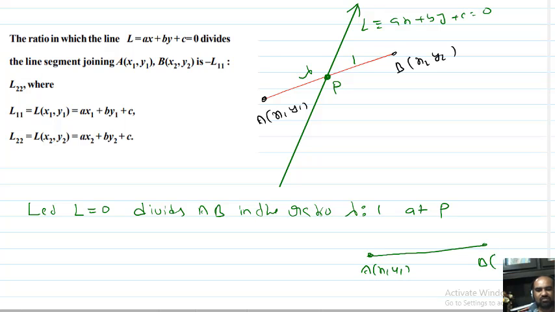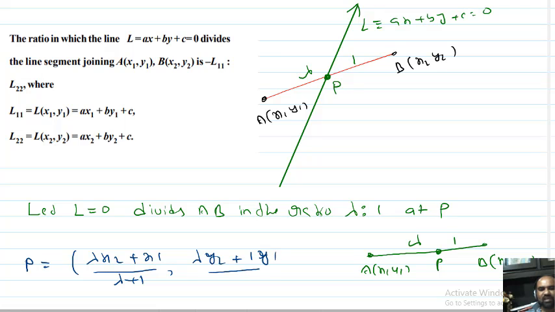This is B (x2, y2). Somewhere here is P, dividing in the ratio lambda is to 1. Now directly I can write the coordinates of P: ((m x2 + n x1)/(m + n), (m y2 + n y1)/(m + n)), that is ((lambda x2 + 1·x1)/(lambda + 1), (lambda y2 + 1·y1)/(lambda + 1)). So this is P, but P is on the line L only, no?